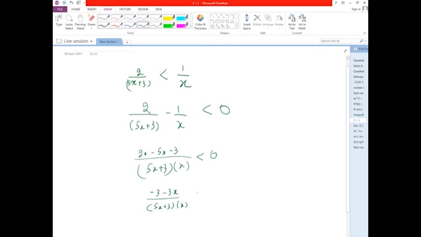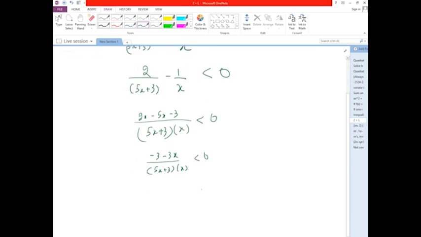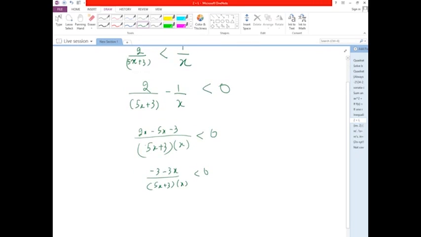Now here we can do the critical values, but you remember there was a clause that the coefficients of x should be positive. Here we have the coefficient of x as negative, so we'll need to multiply with minus 1 on both sides. The only thing that will happen is we will get 3 plus 3x, and multiplying by minus 1 changes the sign. So this becomes our final thing.